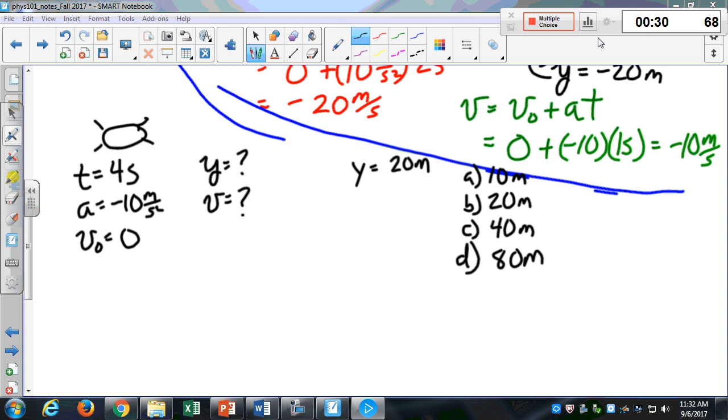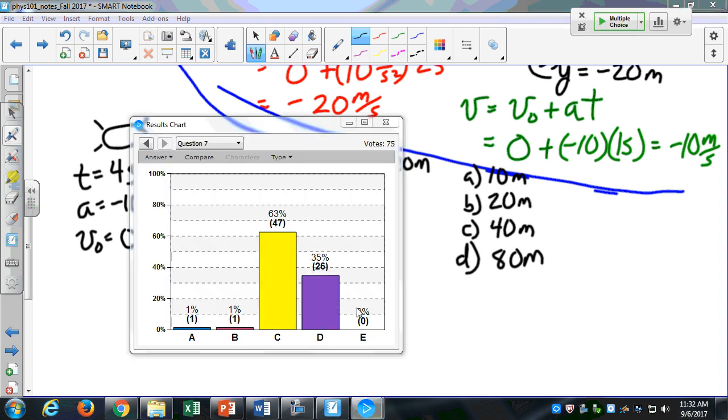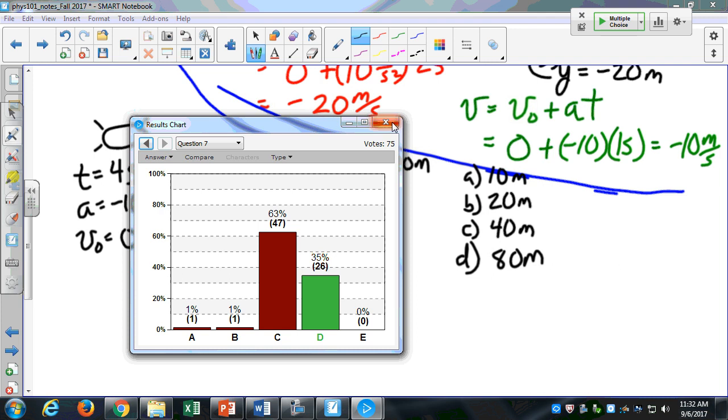If I double the time, what happens to my y displacement? All right, feel free to ask your neighbor. I'm going to give you about 5 more seconds. What do y'all think the answer is? The answer is D. Okay, let me show you why.